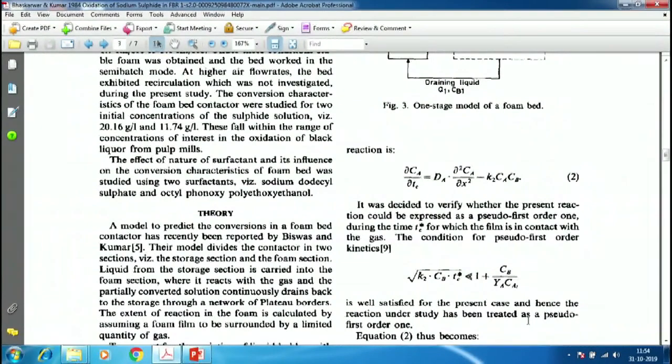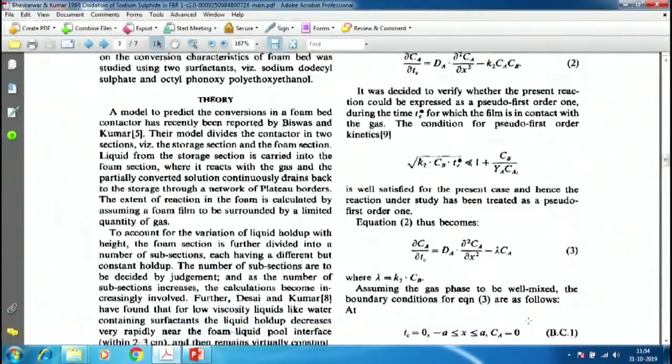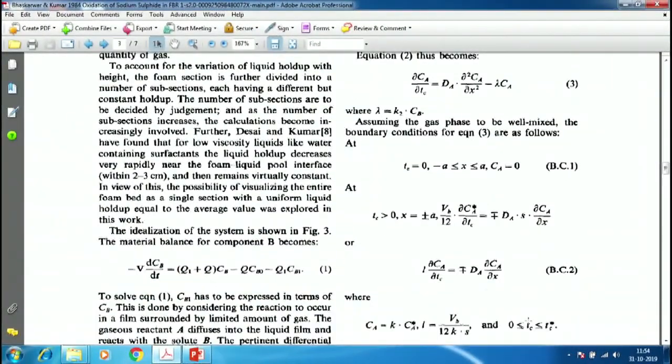We can simplify under this condition the kinetics to be pseudo first order, and so the equation becomes what we have here. Equation 3: ∂Ca/∂tc equals DA ∂²Ca/∂x² minus lambda Ca. That is our diffusion reaction equation. I repeat, this is the equation for diffusion of oxygen dissolving into the film together with its reaction with the sodium sulphide at this pseudo first order reaction rate constant lambda, which will be k2 times Cb, the second order reaction rate constant times the high enough concentration of sodium sulphide within the liquid film.